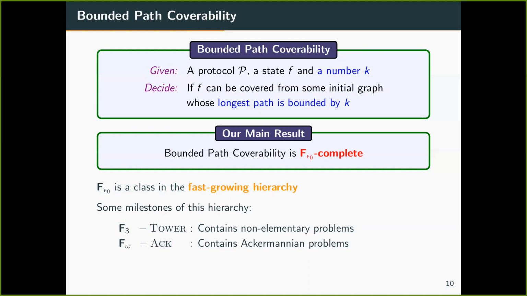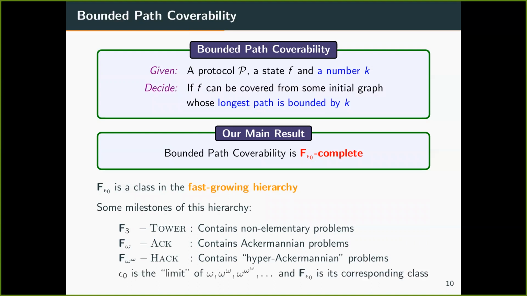complexity class. And then we have F omega, which already contains non-primitive recursive problems. It already contains what are called Ackermannian problems. And then we have F omega to the omega, which is called Hack, and it already contains problems which are even harder than some non-primitive recursive problems.